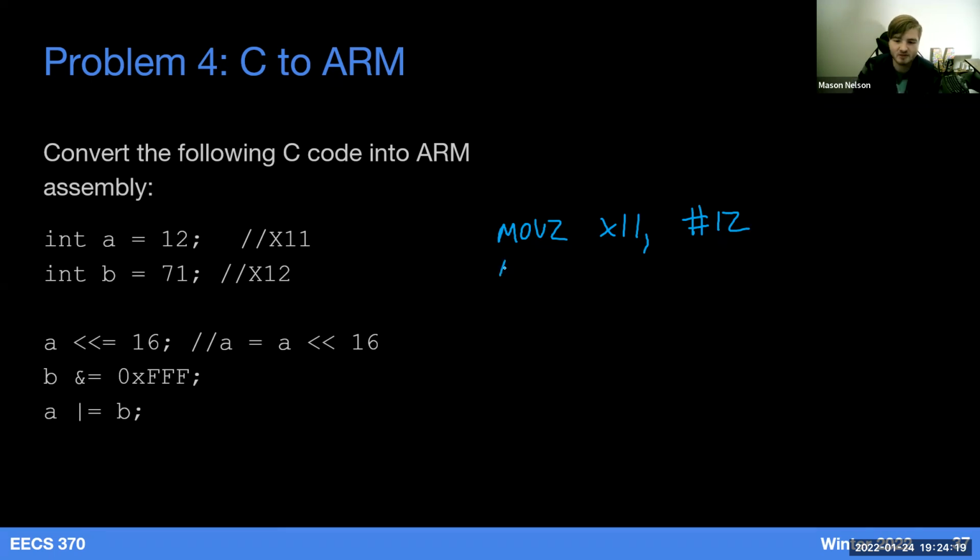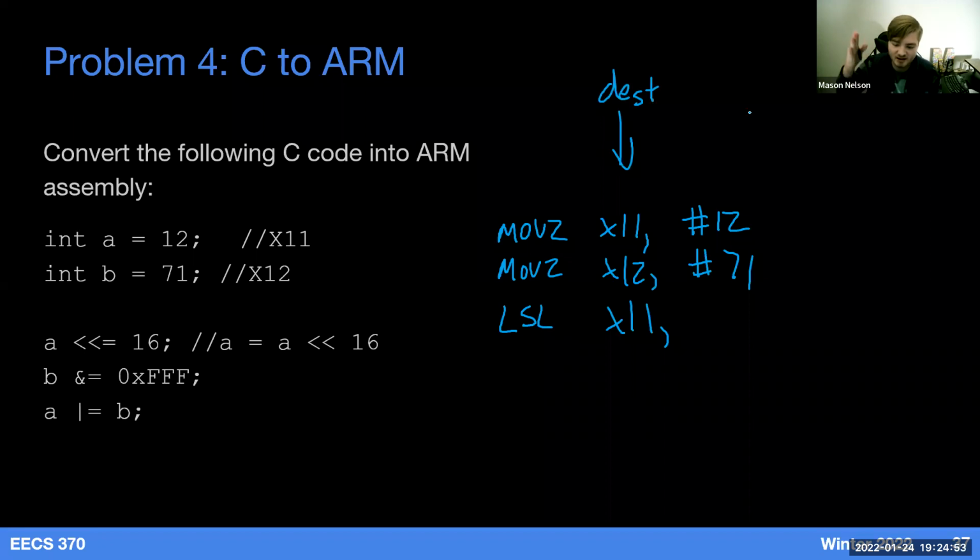So on the next line, we can do the same thing. So MOVZ, place it into X12, 71. And 71 is a number that fits in 16 bits. So now, if we wanted to left shift X11 by 16, we have a dedicated LSL instruction, and we're going to place it back in register 11. That's what the left shift equals is doing here. So we do X11. This is our destination, by the way, which is inverted from LC2K, because in LC2K, the destination is on the end. So we do LSL, X11, and 16.